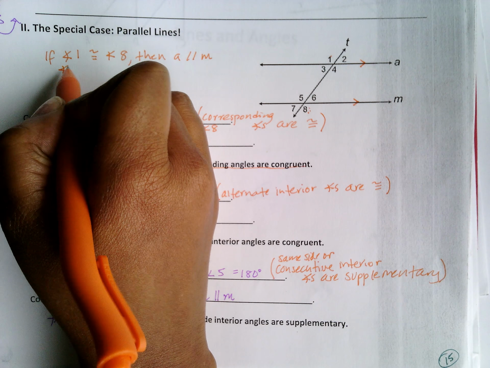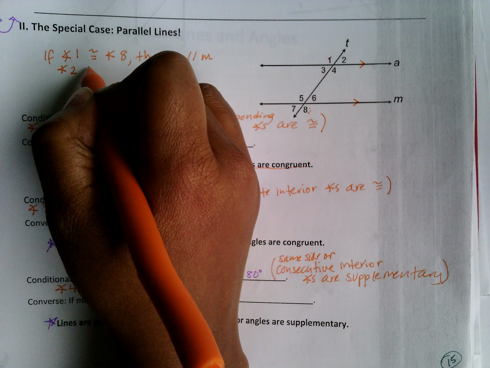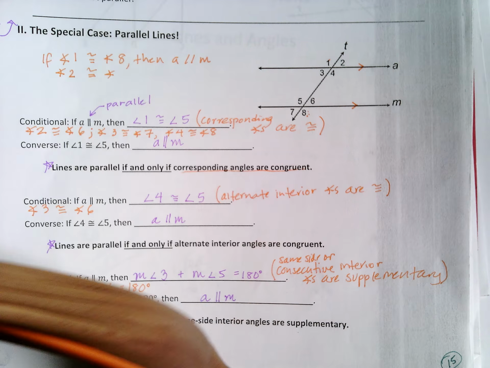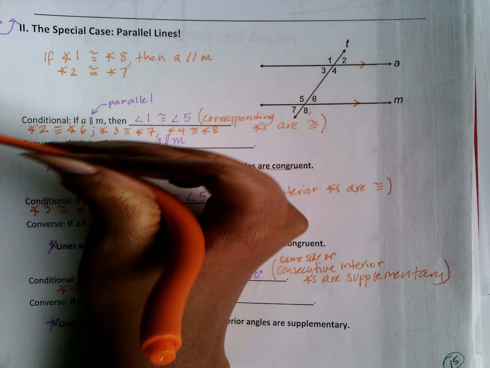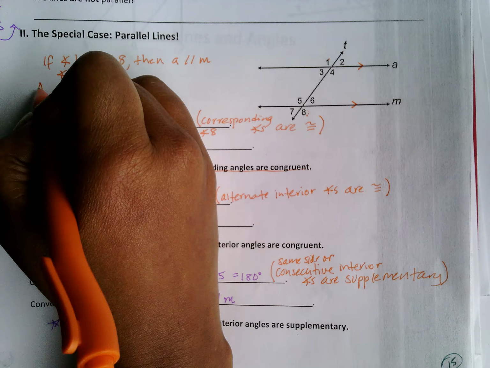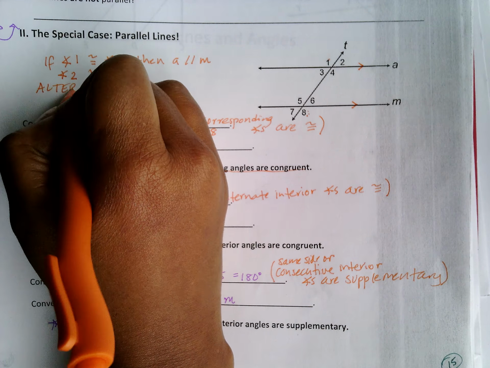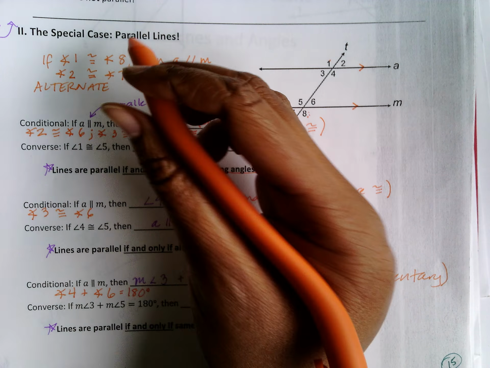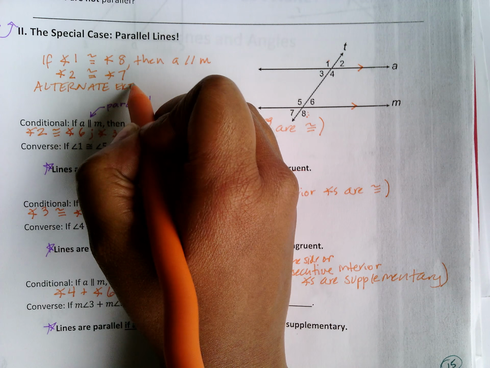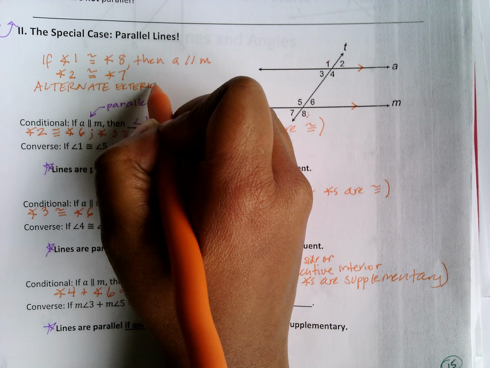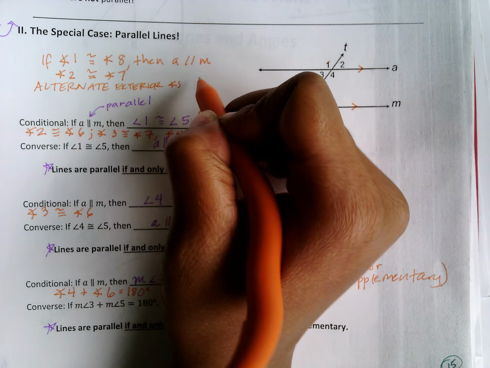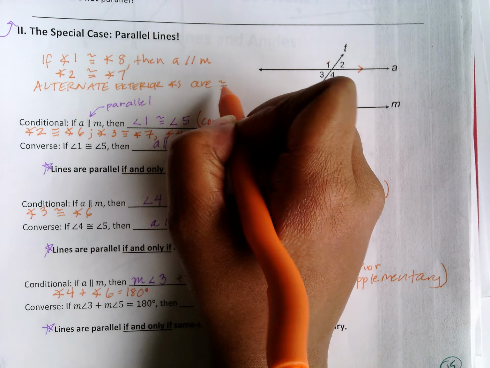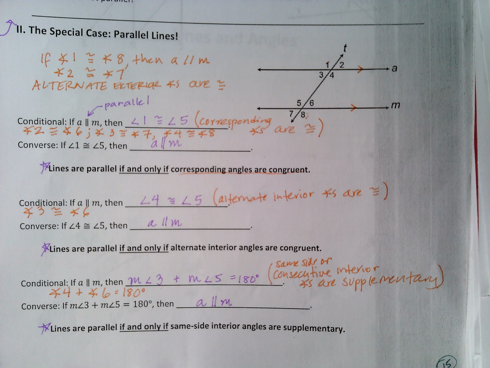Or if angle 2 is congruent to angle 7. And we're just going to write here, alternate exterior angles are congruent. And that's the end of that.